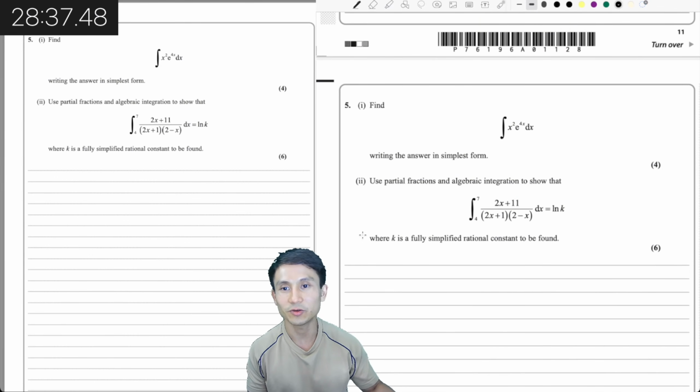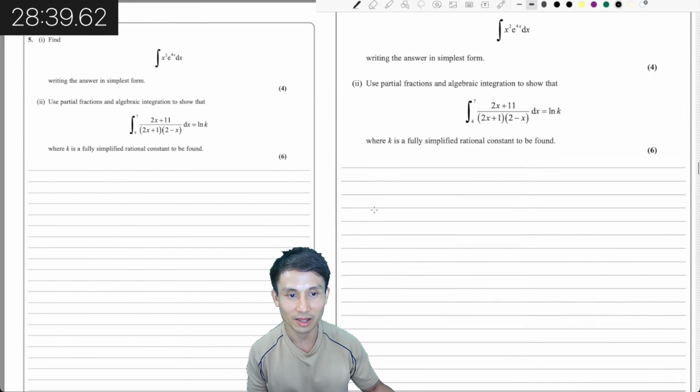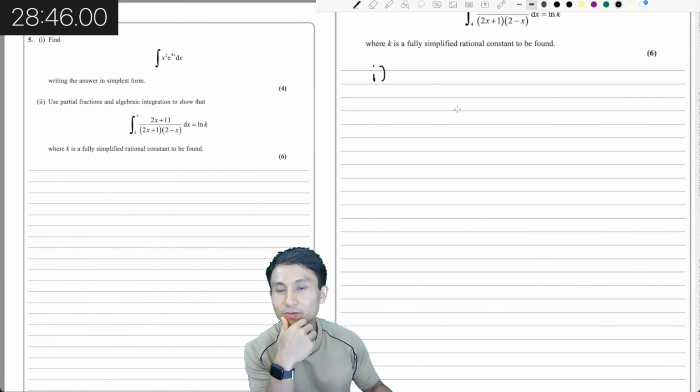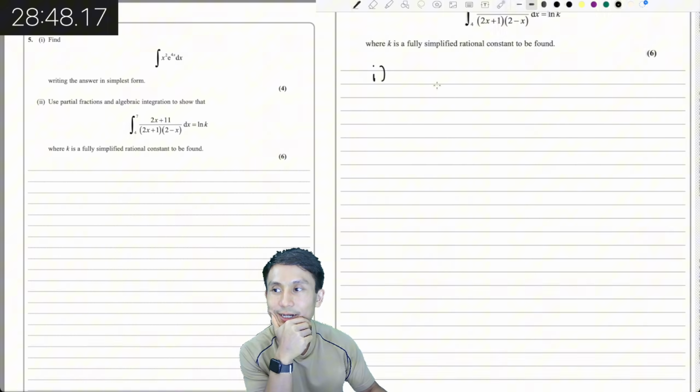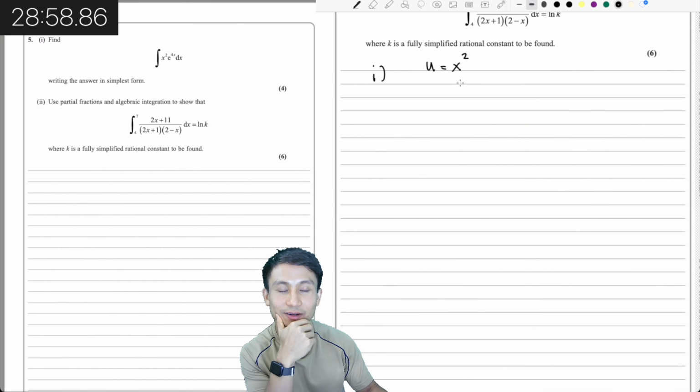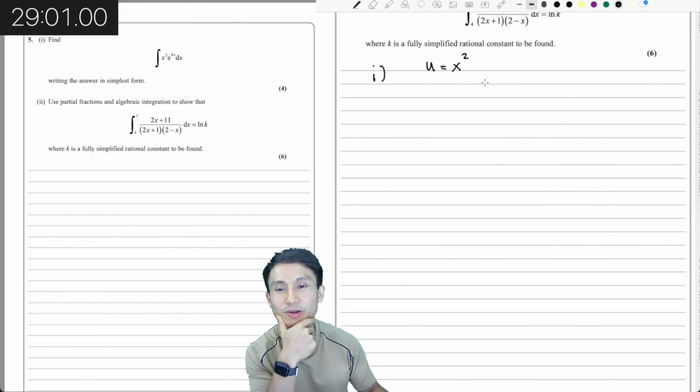Well, integrate that for I. So let's do that, writing the answer in simplest form. All right, always do that. Well, from the first glance, the most appropriate method is probably by parts. So we're going to do u equals x squared, because when we differentiate that, it simplifies. So that's why we chose it as u.